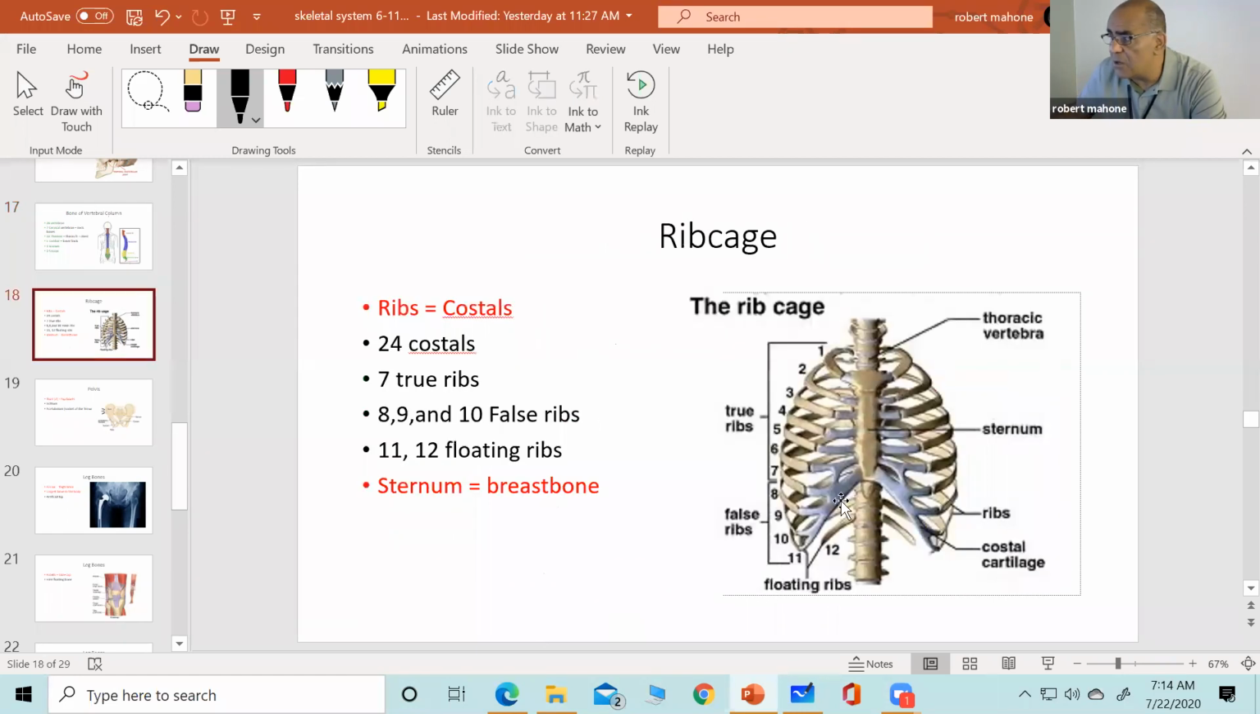All right. So let's go on and do the rib cage now. You see here, ribs are known as costals. And let's do each one of those.